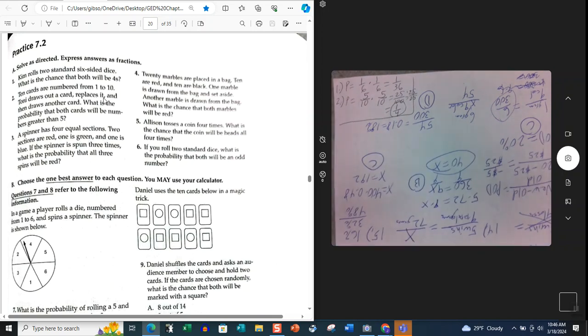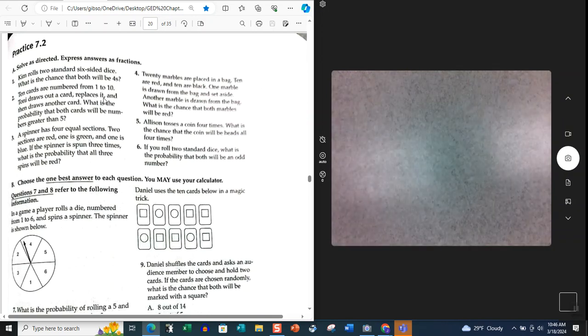So now we move on to problem number 3. It says a spinner has 4 equal sections. 2 sections are red, 1 is green, and 1 is blue. If the spinner is spun 3 times, what is the probability that all 3 spins will be red? Now we know that spinning a spinner is not going to affect the spinner each time you spin. The spaces would still be there. It's not like taking a card out of, or taking a marble out of a bag and not putting it back. When you spin, those spaces are still there.